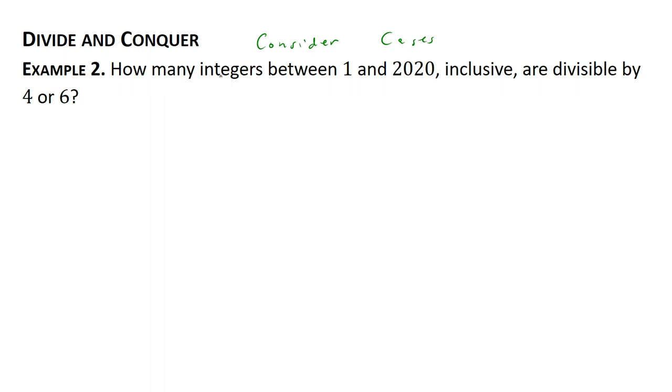Okay, sige, try natin. How many integers between 1 and 2020 inclusive, so that means kasama si 1 and 2020 sa pilian, are divisible by 4 or 6? Okay. Ibig sabihin, dapat divisible siya by 4 o kaya divisible by 6. Or both. Pwedeng both. Sige, tingnan natin. Ilan muna yung divisible by 4 muna? So, case 1. How many are divisible by 4?